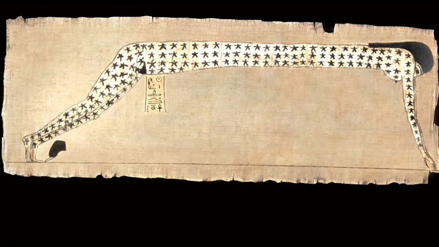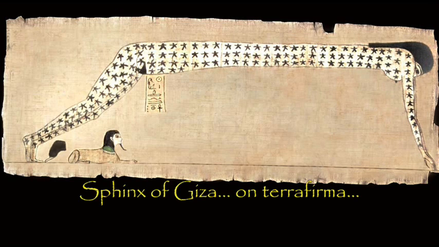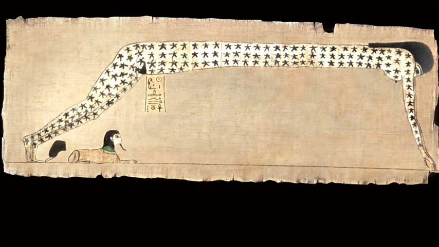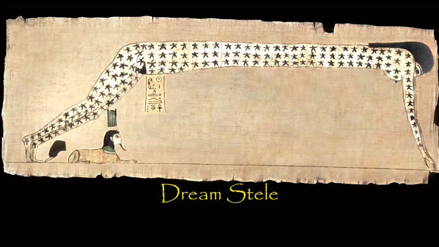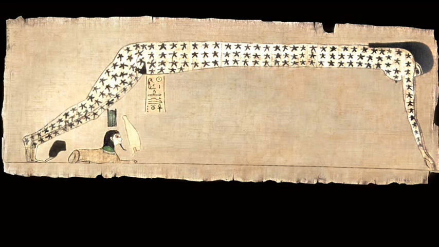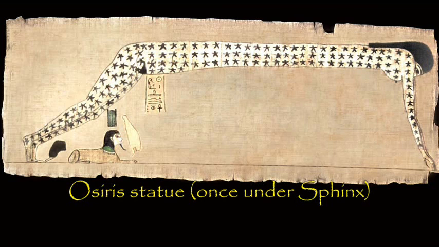It would be important to show the Sphinx there as well, and how to show the exact Egyptian Sphinx. There are two ways to do it. Firstly, the dream stele as a title above its head, and something in front of the Sphinx which is lost. There was an Osiris statue. This is a way of making a notification that this is the Sphinx.